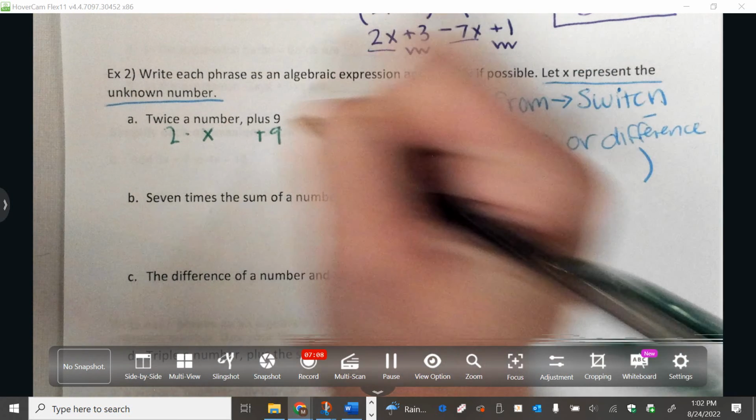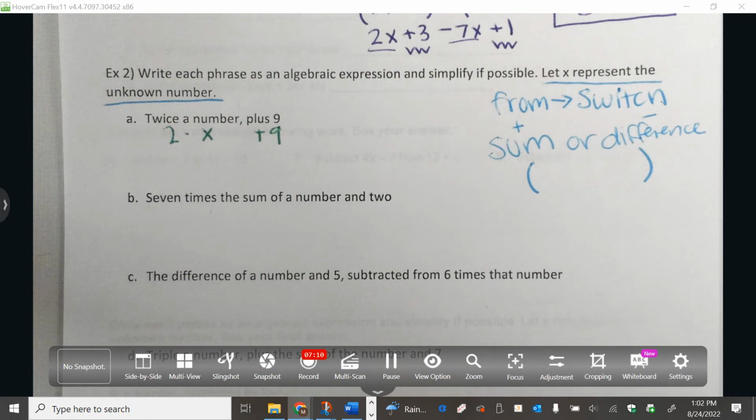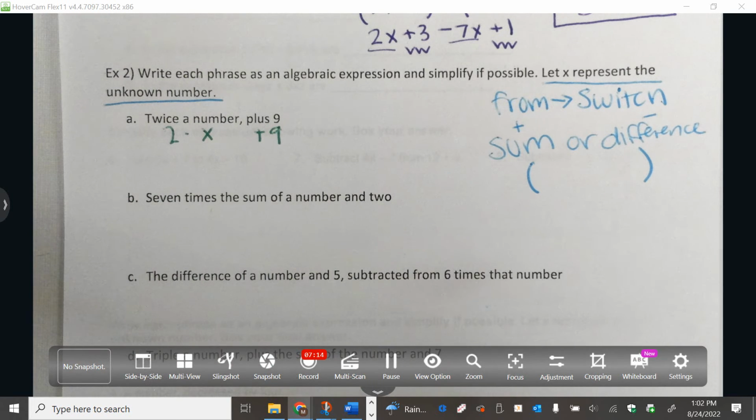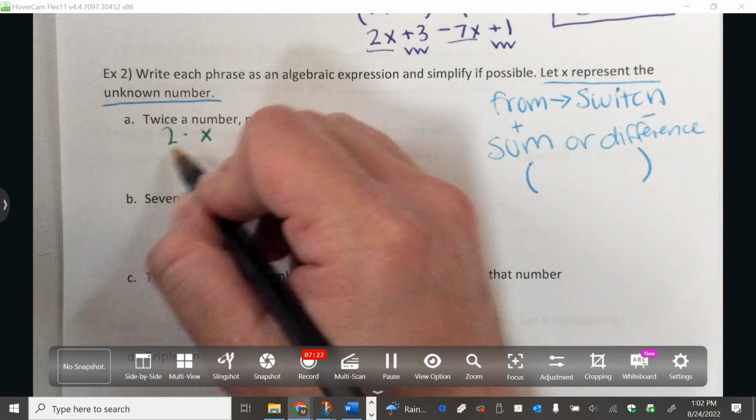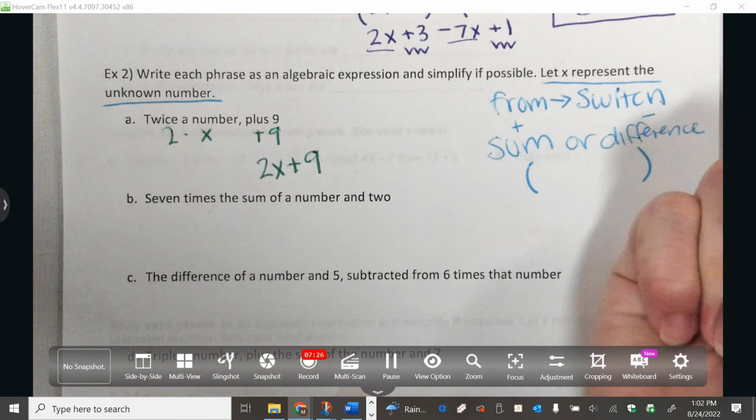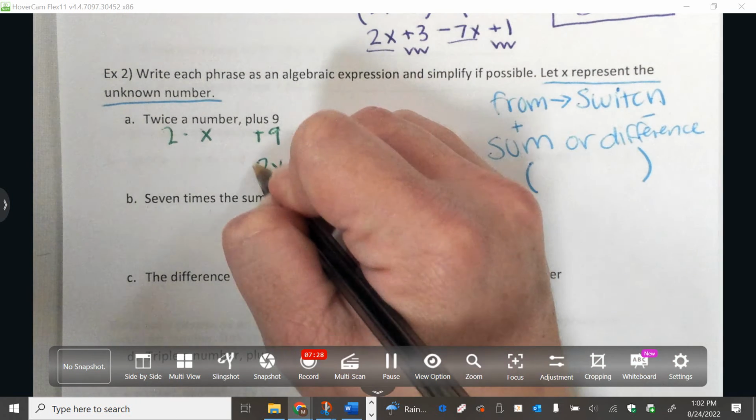This one's super simple. I like to label everything underneath. This problem, you don't necessarily have to do that, but some of them get a little long, and it's a lot to think about. So I label underneath it as I go, and that just helps me not get lost. Okay, so this one, 2 times x is just 2x plus 9. Can that simplify? There's your answer.